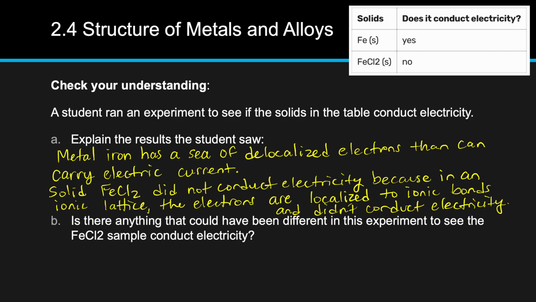Then part B says, is there anything that could have been different in this experiment to see the FeCl2 sample conduct electricity? Now we know when we're talking about ionic solids that as a solid, it is in that crystalline lattice structure where all of the electrons are localized to ionic bonds. Now what happens if we dissolve that in water?